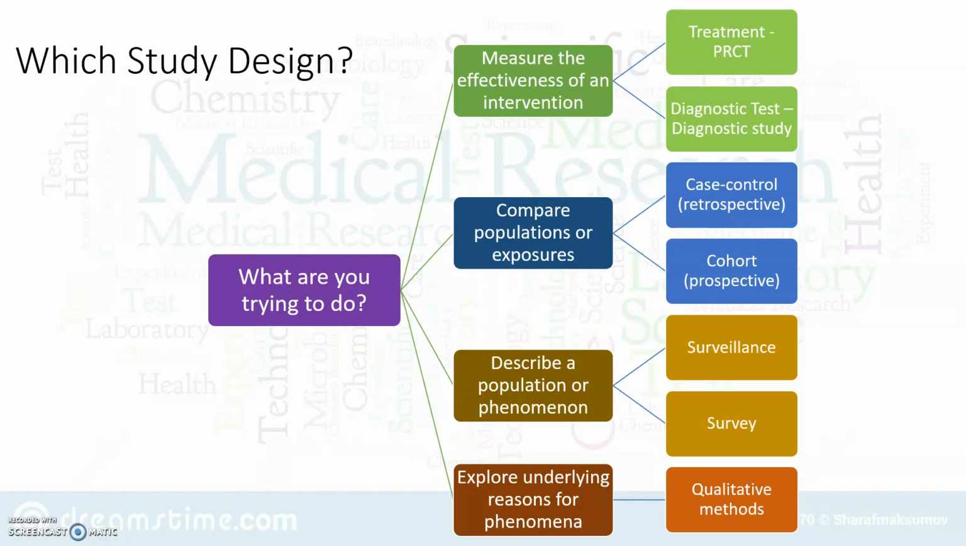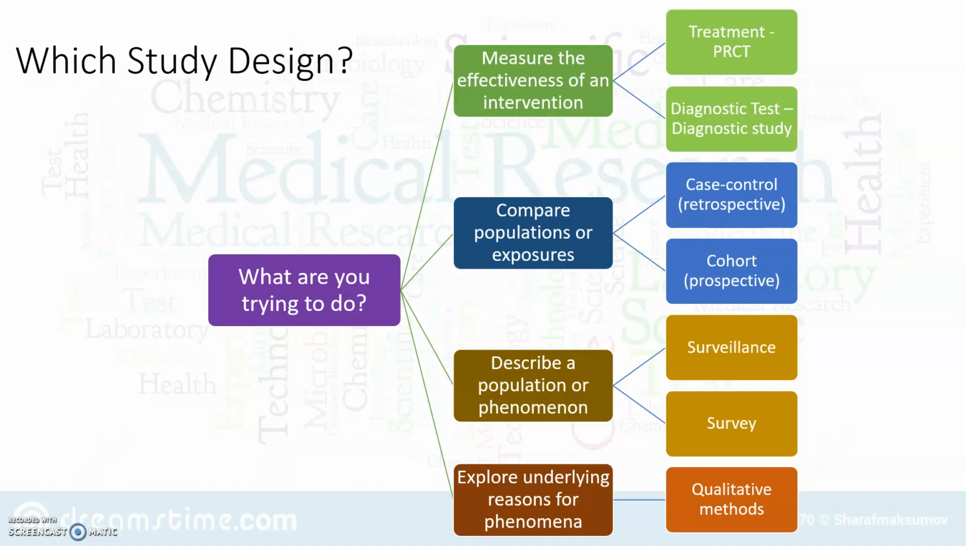If we're comparing populations or different types of exposure to risk factors for disease, then we maybe use case control studies or cohort studies. If we just want to describe a phenomenon or a population, then we think about surveillance studies. And if we're describing people's attitudes or trying to elicit people's responses to certain questions or topics, then we may use a survey.